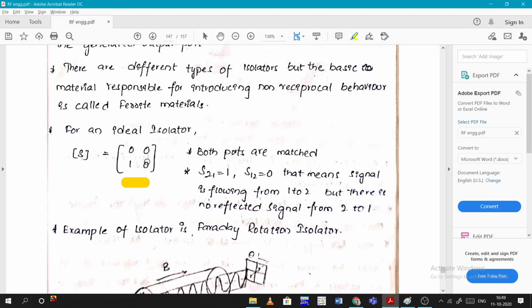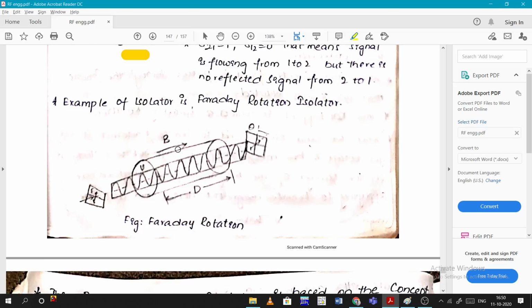Now coming to this, when you give the input to the second port, what happens? S12 is 0. That means the signal given to port 2 is not able to travel to port 1, and there is no reflection here either. S22 is also 0, the signal won't be reflected back. If I send a signal to port 2, either it should pass through and reach the first port, or otherwise it should reflect back. But here nothing is happening, it is basically disappearing. How it is done we will see in this explanation.